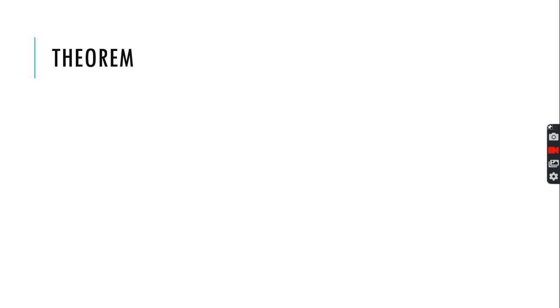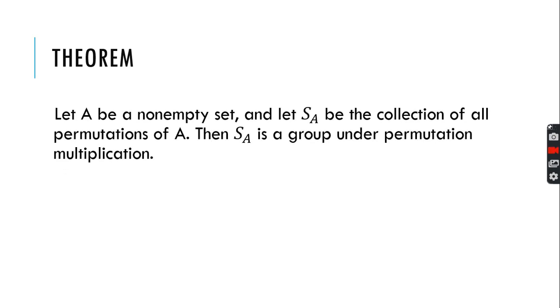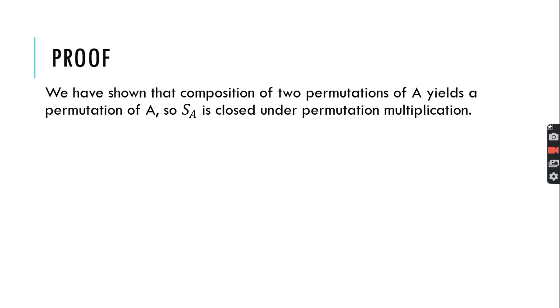We have here a theorem. Let A be a non-empty set, and let S sub A be the collection of all permutations of A. Then, S sub A is a group under permutation multiplication. This is the proof. We have shown that the composition of two permutations of A yields a permutation of A. So, S sub A is closed under permutation multiplication.